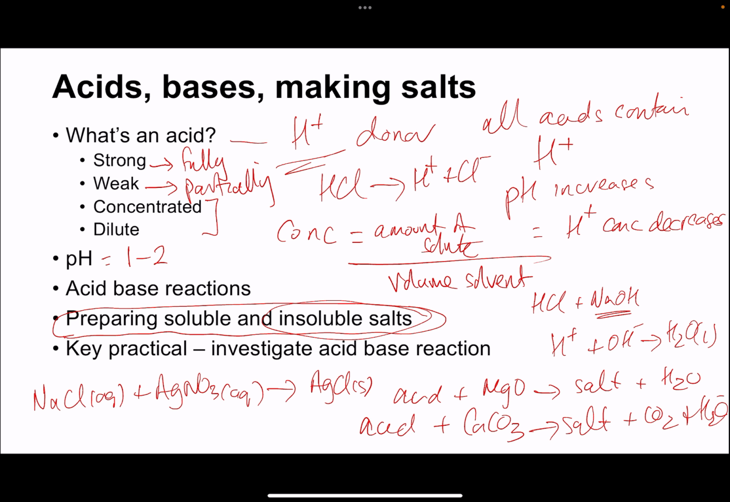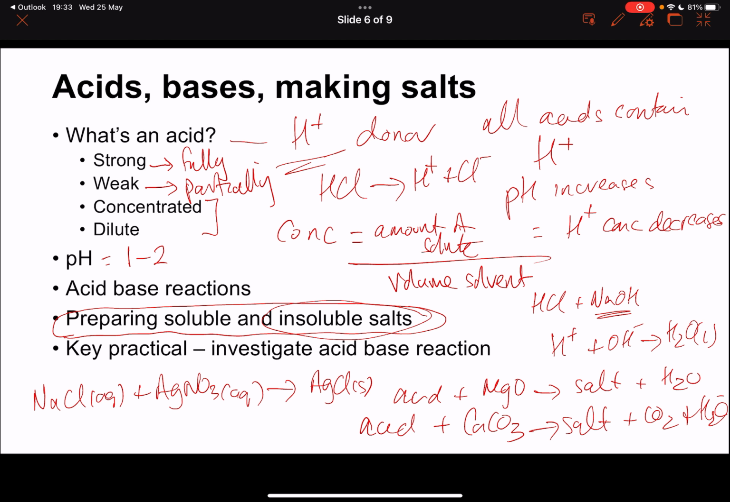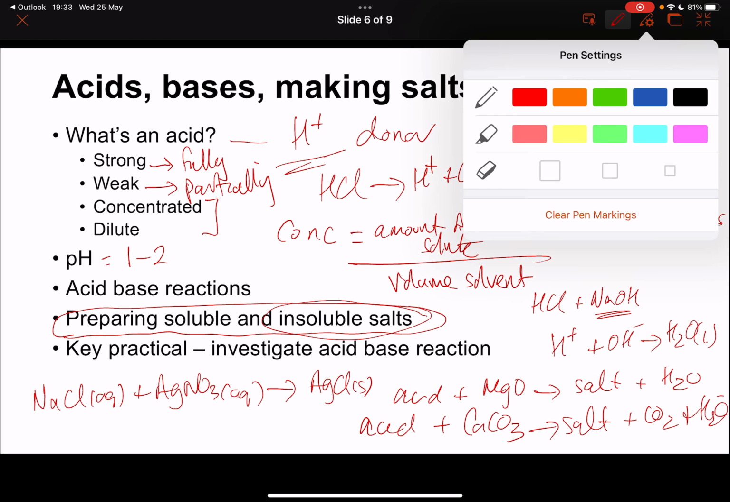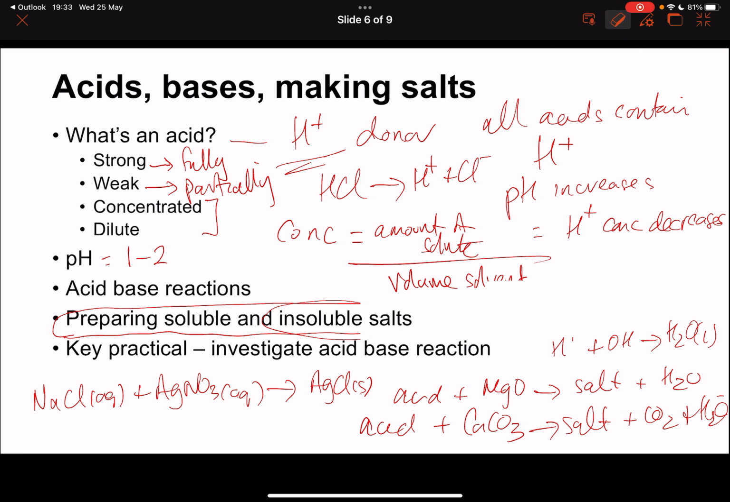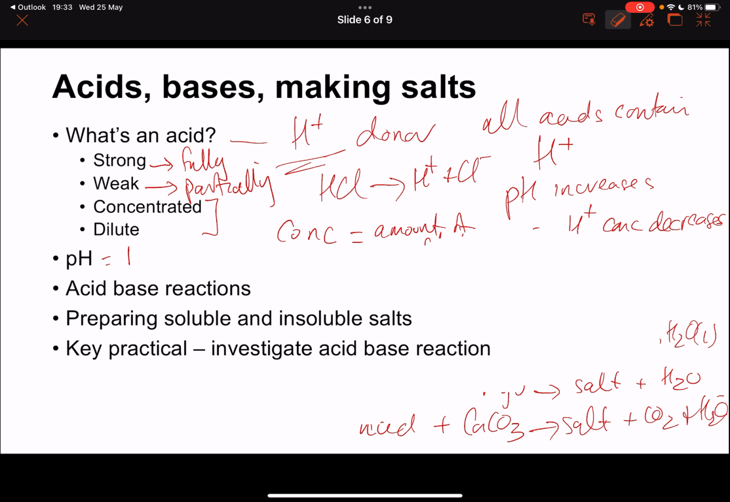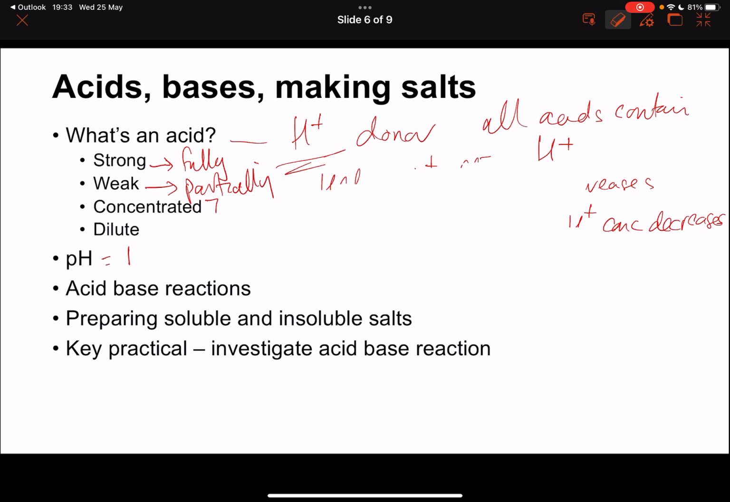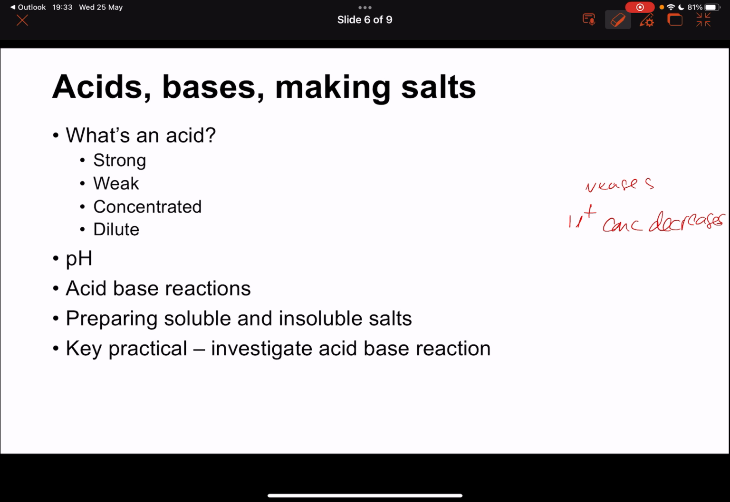Now, a really important core practical which I personally feel we need to focus on is investigating an acid-base reaction, because that will come up. It's mentioned in the additional information. My advice is, in your notes or in your revision guide, you should have this practical, and hopefully you've done it in class or you've seen some YouTube videos on it.